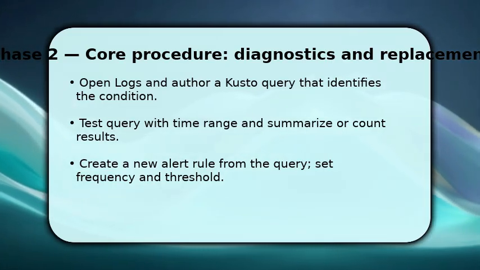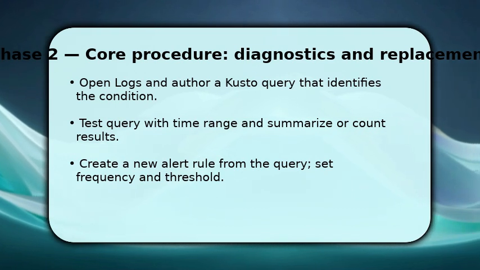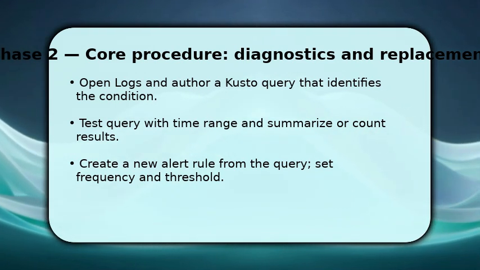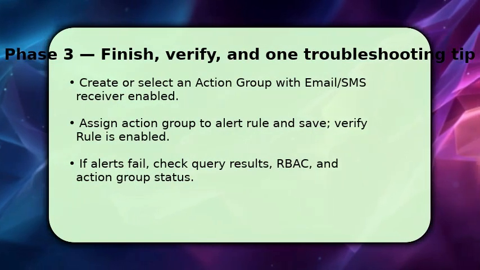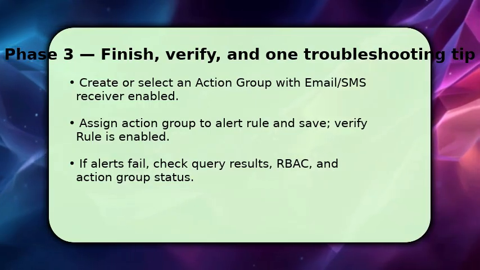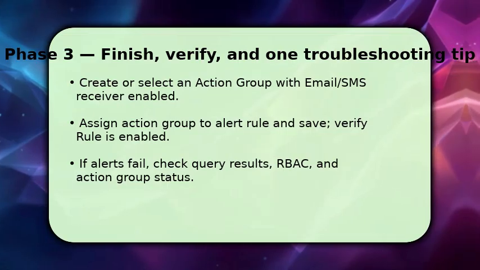Also pick severity and assign an action group. This ties the alert to email delivery or other notification channels. Finish by creating or selecting an action group and adding an email receiver. Provide a display name and the recipient address because this is how notifications arrive.